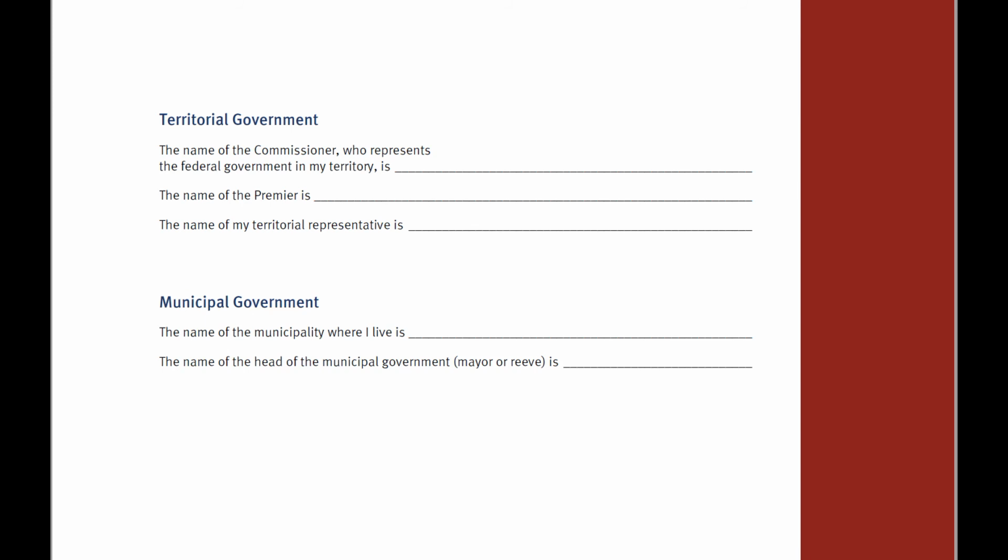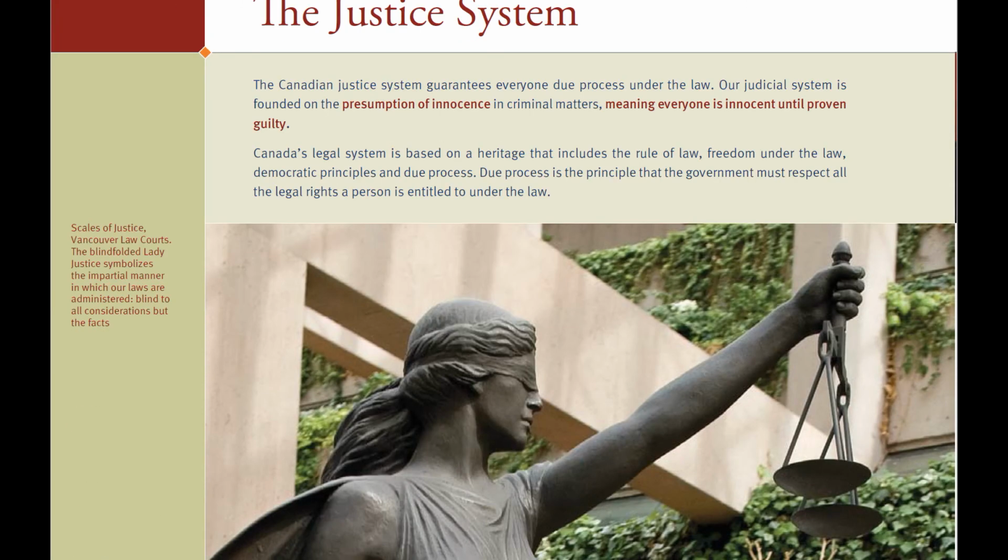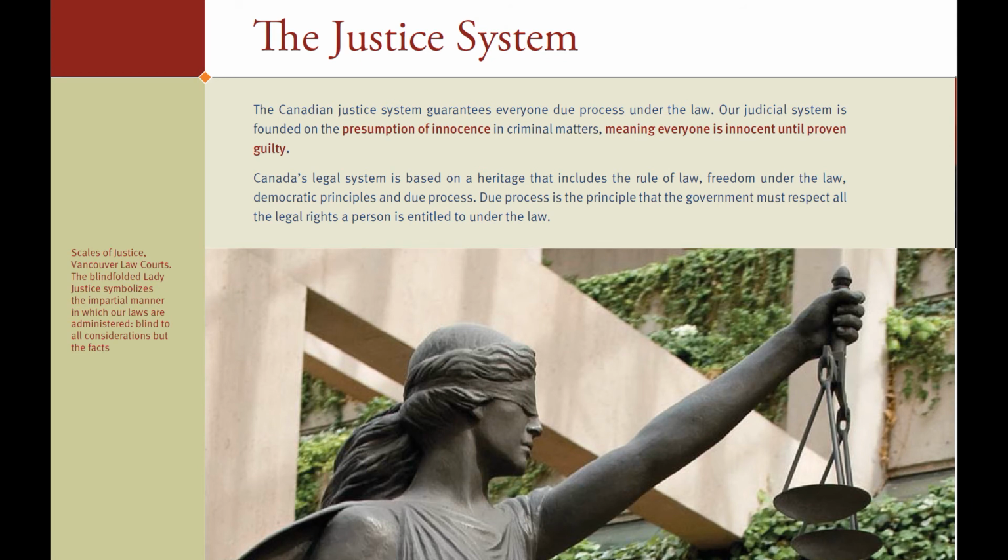The justice system. The Canadian justice system guarantees everyone due process under the law. Our judicial system is founded on the presumption of innocence in criminal matters, meaning everyone is innocent until proven guilty. Canada's legal system is based on a heritage that includes the rule of law, freedom under the law, democratic principles, and due process. Due process is the principle that the government must respect all of the legal rights a person is entitled to under the law.